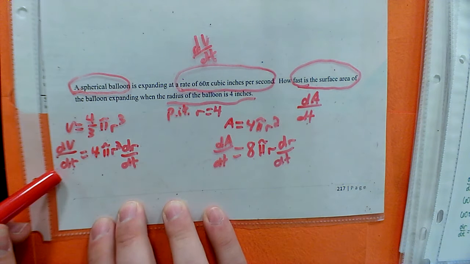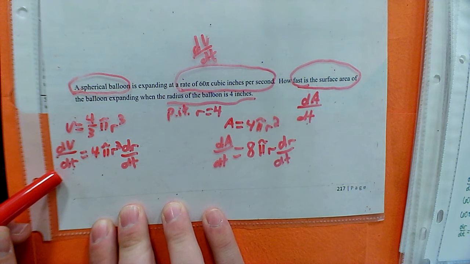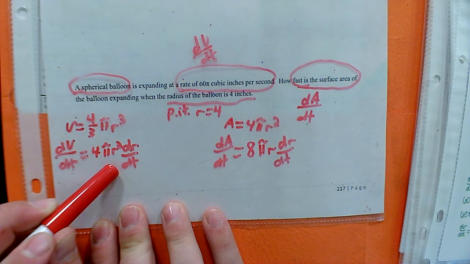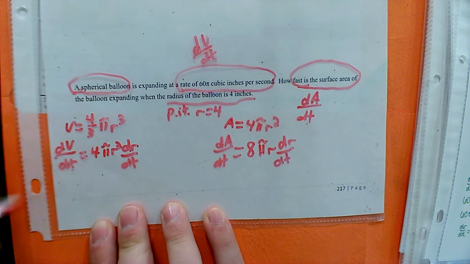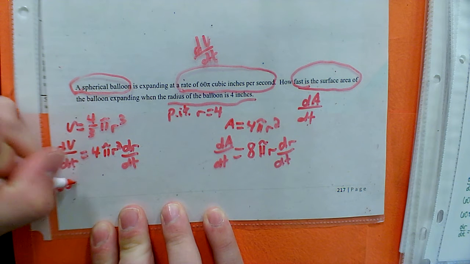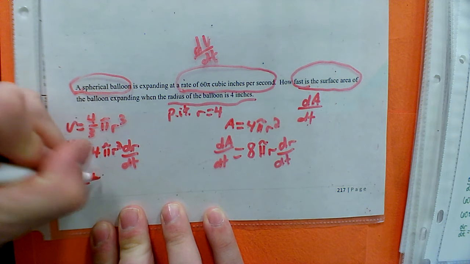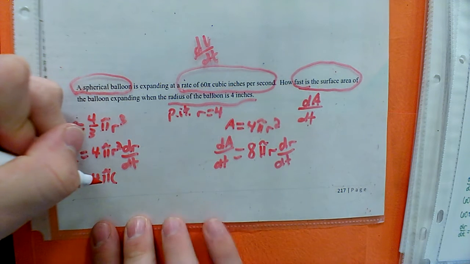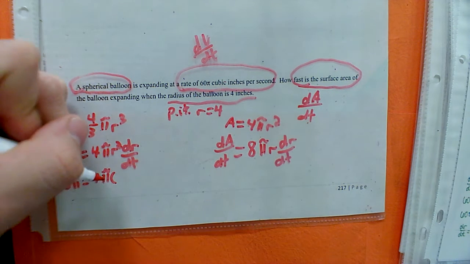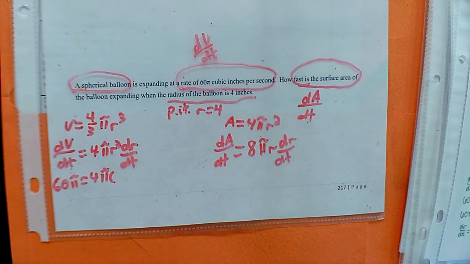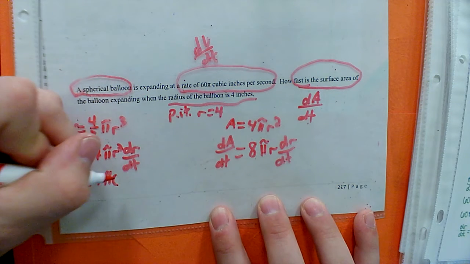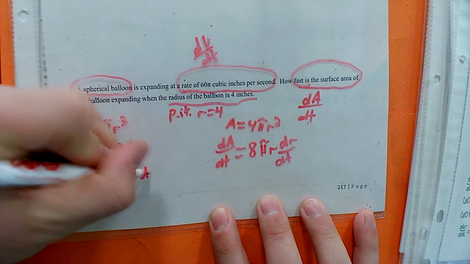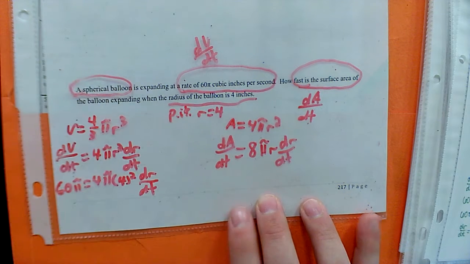Now, do we know what dv over dt is? Okay, do we know what the r is? And we're trying to find the dr over dt. So now we can plug in 60 pi, 4 pi, okay, the radius that we're plugging in is 4, so that's 4 squared.